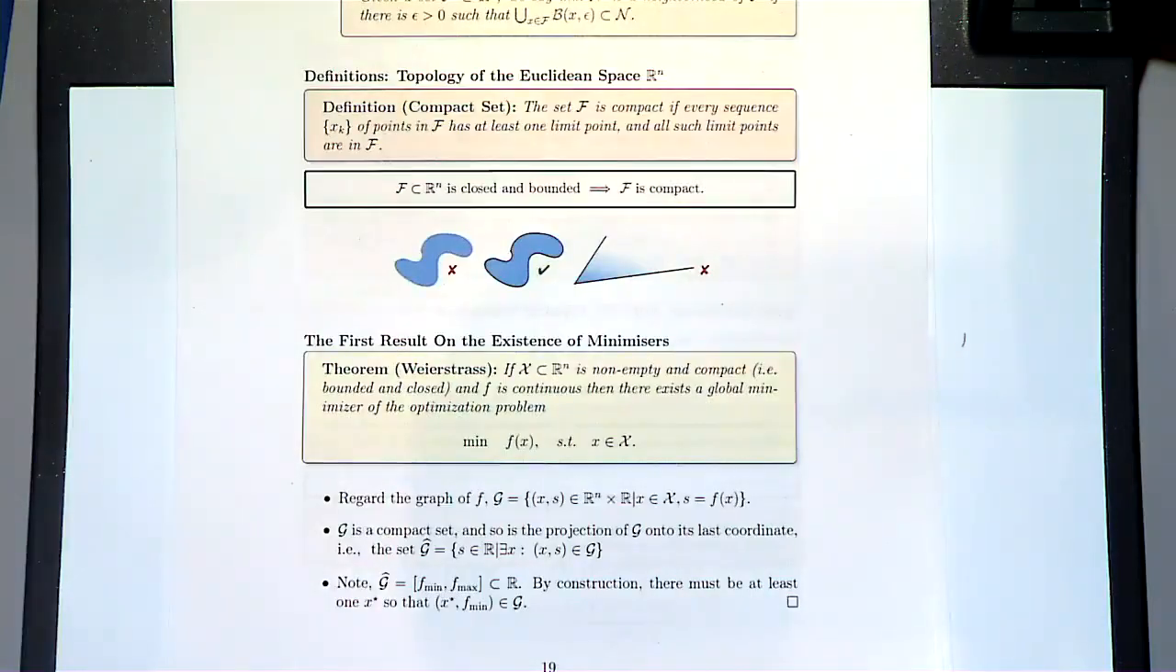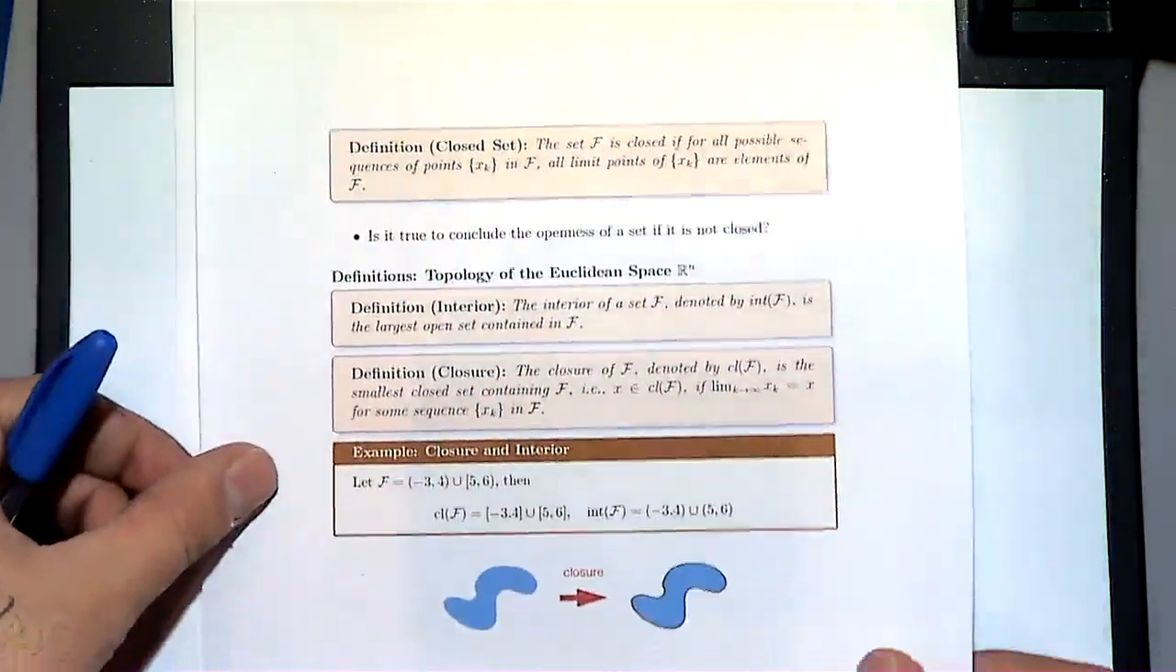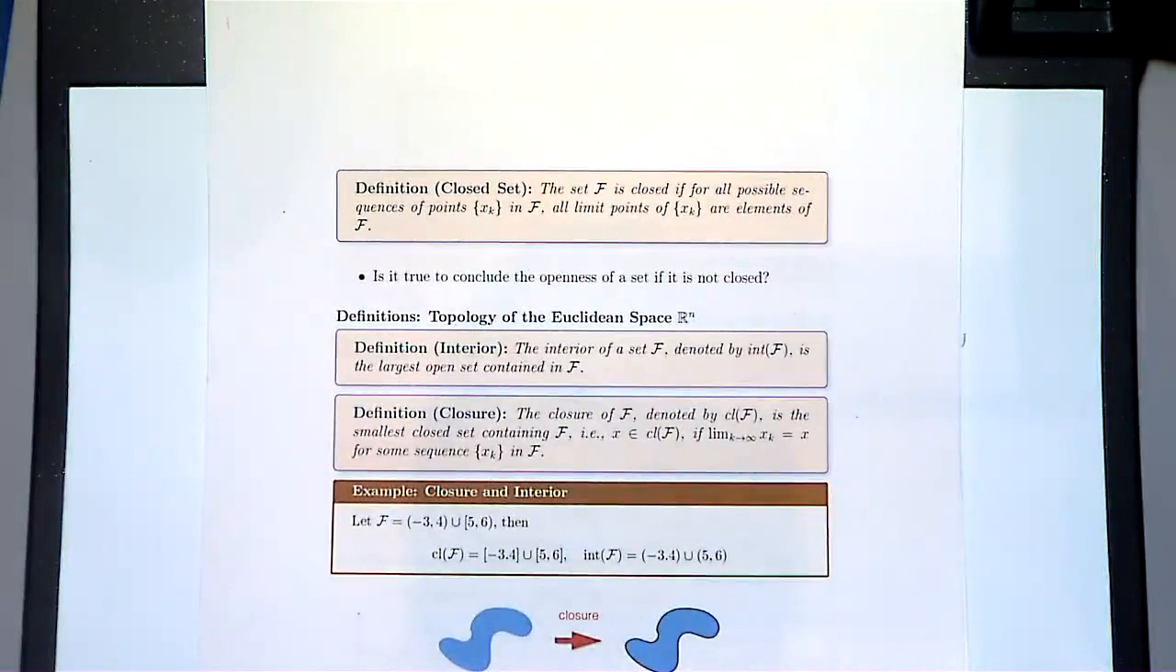And then we do have the definition of a closed set. A closed set is a set such that for all the sequences of points in this set F, their limit points are elements of F as well. So really, if I have a sequence that remains inside set F, if it has any limit points, the limit point should be inside set F as well. It doesn't converge to anything outside.